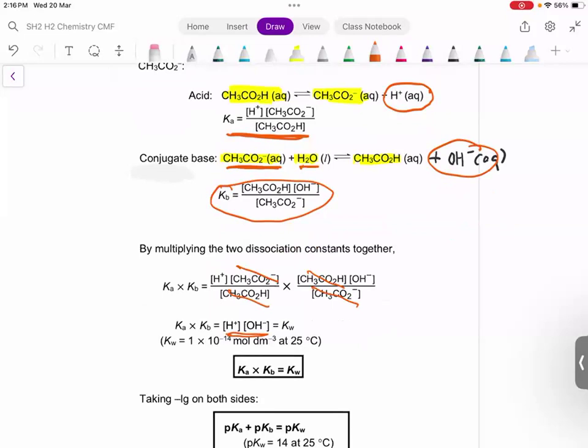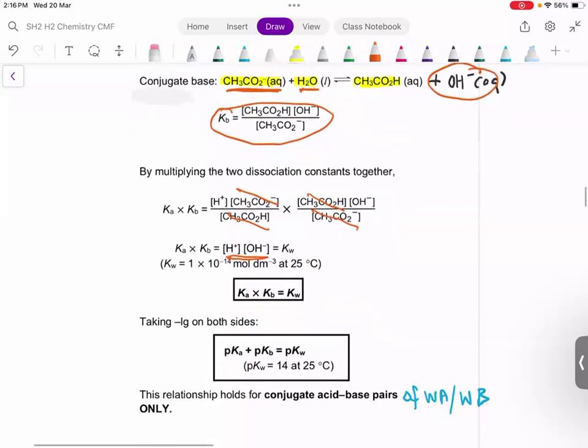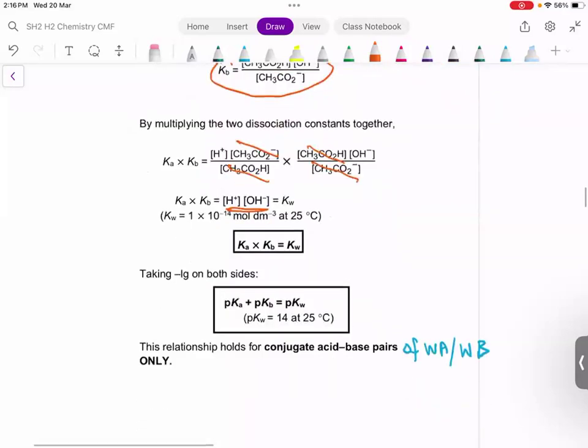So this always applies, and Kw is equal to 10 to the minus 14 at 25 degrees Celsius. Can you help me put this in, to remind yourself that the relationship pKa plus pKb equals pKw only applies to weak acid and weak base. It doesn't apply to strong acid and strong base. Anyway, strong acid and strong base don't have Ka and Kb.